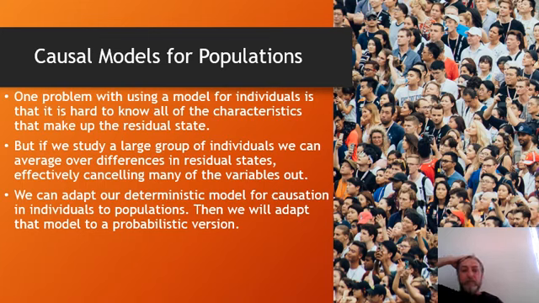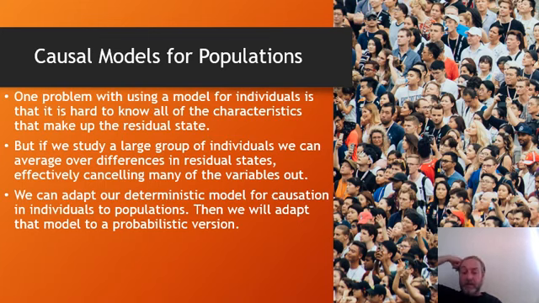So how do we deal with that? And again, as we saw, for an individual, whether the causal variable guarantees the effect can be affected by one of the variables in a residual state. Again, our twins.